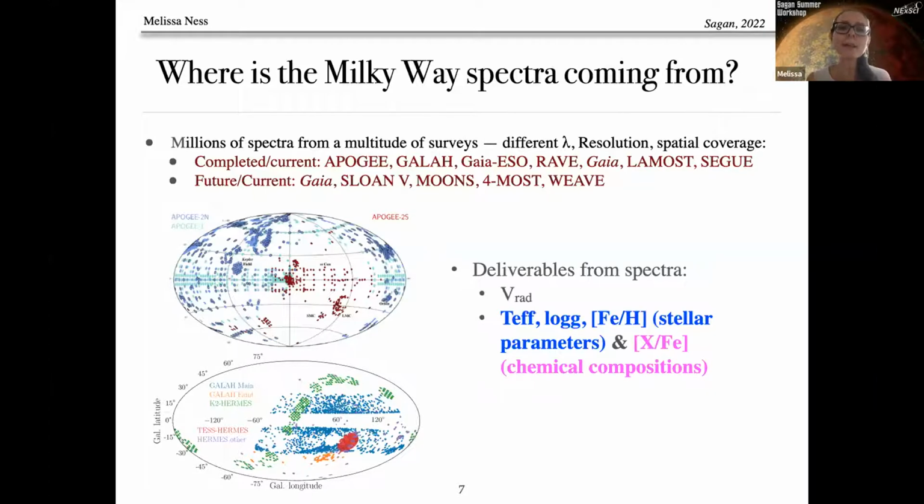Okay, and the deliverables from all of these surveys and all of these spectra are radial velocities, so-called stellar parameters that you've heard a lot about, temperatures, gravities, and metallicities, and individual abundances. I showed some examples from the RVS spectra of those individual abundances, and I'll talk about those in my talk.